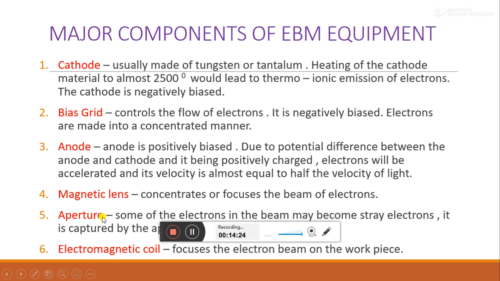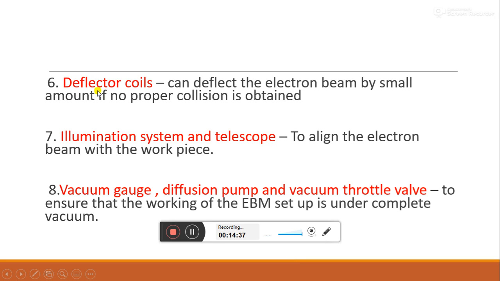Then again there is an aperture. Some of the electrons in the beam may become stray electrons, and they are captured by the aperture. Then you have the electromagnetic coil, which focuses the electron beam on the workpiece. And then you have the deflector coil, which can deflect the electron beam by a small amount if proper collimation is not obtained. Meaning, if the electron beam is not at the exact spot, you can deflect the beam by a small amount using the deflector coils.